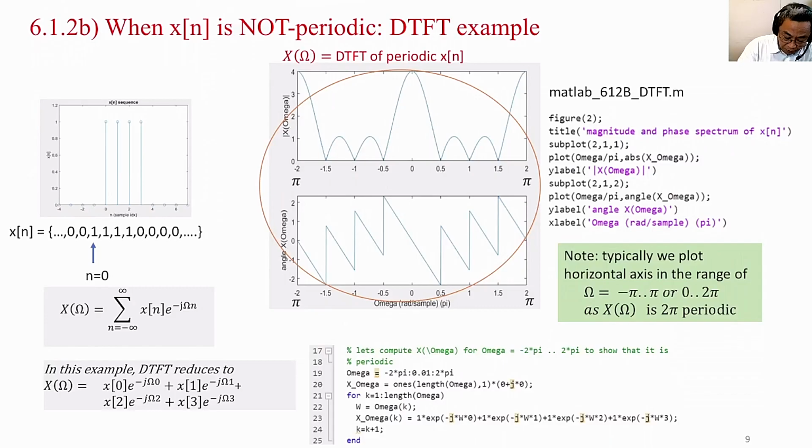We will now explore the DTFT of a not periodic signal. The sequence that we are interested in is this sequence. In fact, it is almost the same sequence as before. From 0 to 7, it looks the same.